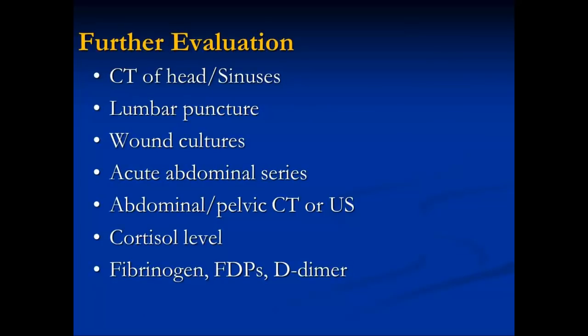You can investigate more if you're not sure. So if you're looking for infection, you may consider the wound culture, the lumbar puncture, looking at the CT of the head, for sinuses, abdominal series, of course, if you're looking for an intra-abdominal source, and cortisol level can be used as well. And the fibrinogen, of course, for the massive PE and D-dimer.